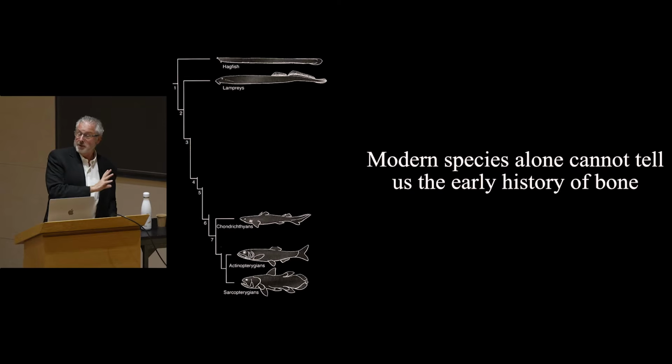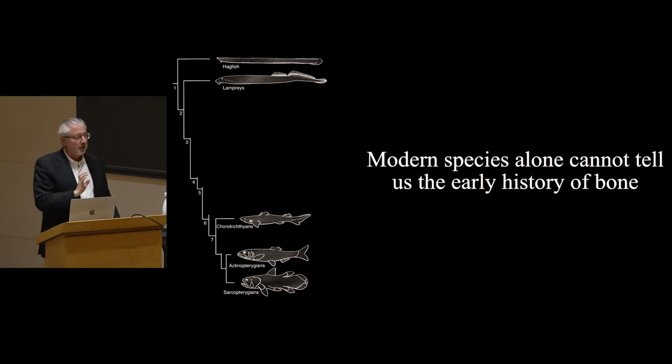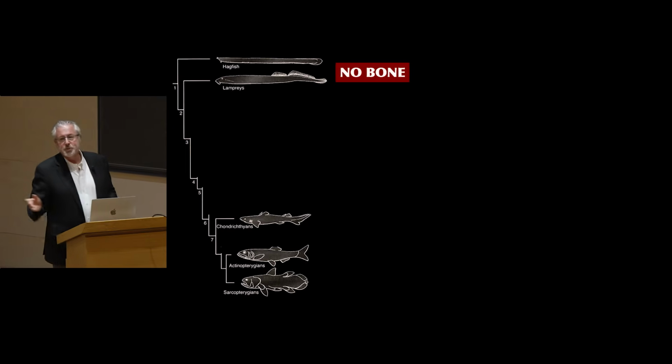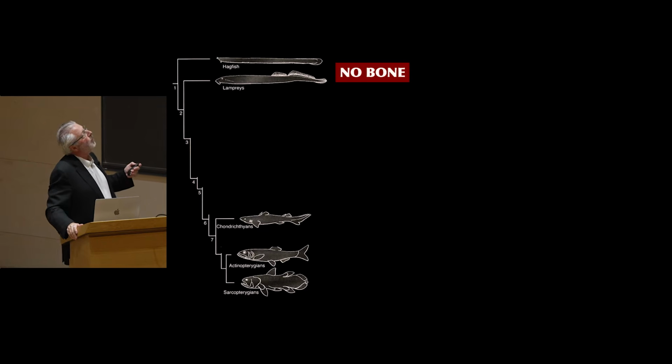Now, they can tell us a few things in a comparative way, don't get me wrong. But they're limited. And they're limited because, just take this particular example. If you look at the vertebrates that are alive today, that we share a very distant common ancestor with, they don't have bone. They have cartilage, but no mineralized tissues.